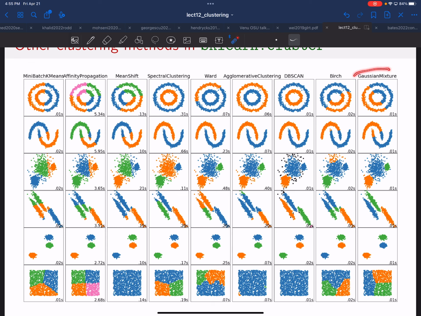So here's Gaussian mixture, which we learned about. Here is mini batch k-means, so think of that as k-means. And then a bunch of things we haven't talked about. So here's spectral clustering, which is computing features that are hopefully going to work better. And there's a bunch of other methods. So let's just look at the first one.